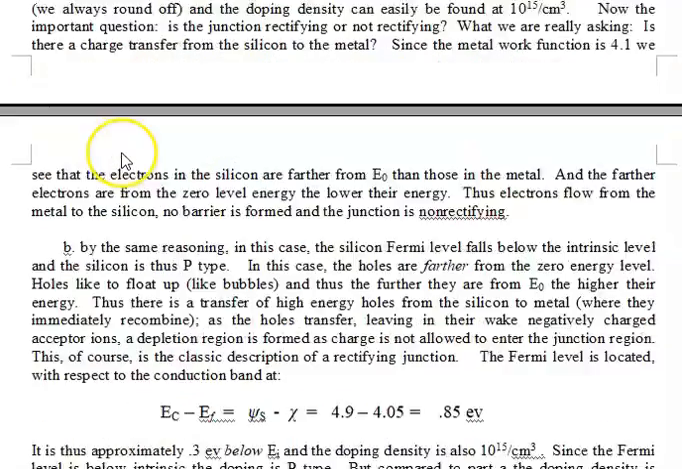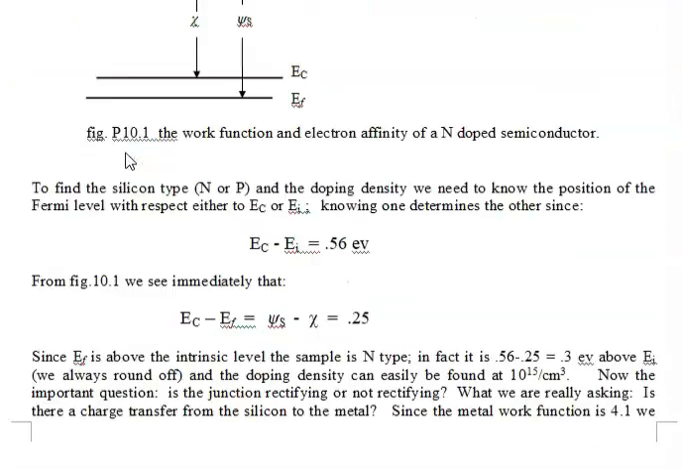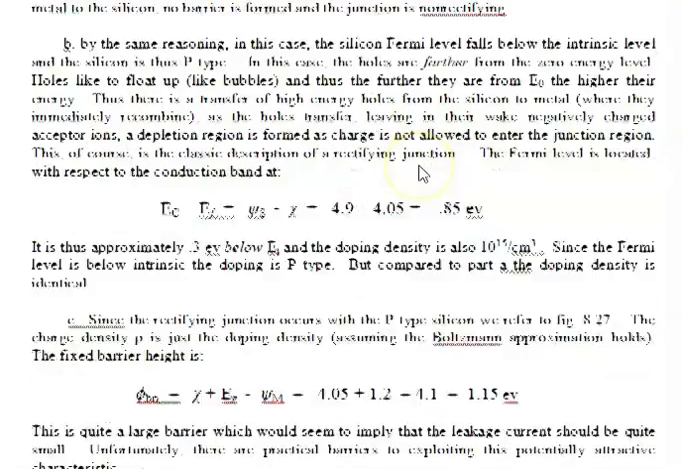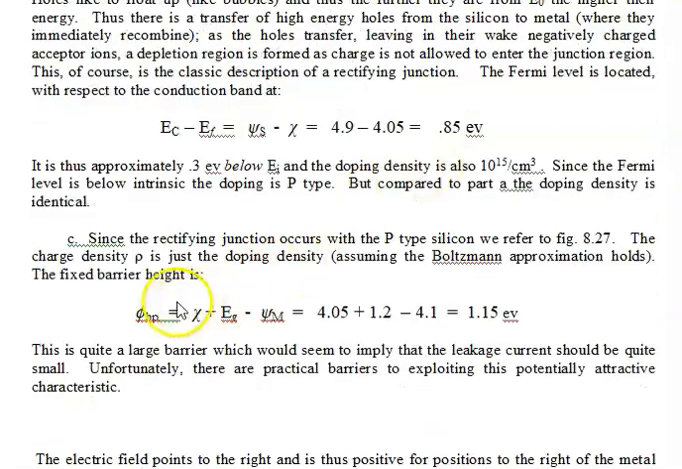Okay, now part C. If you found that one of the structures is indeed rectifying, as indeed we did find, then we want to determine the charge density in the depletion region and the fixed barrier and the amount of band bending and the maximum value of the electric field. Okay, let's see if we can do that.